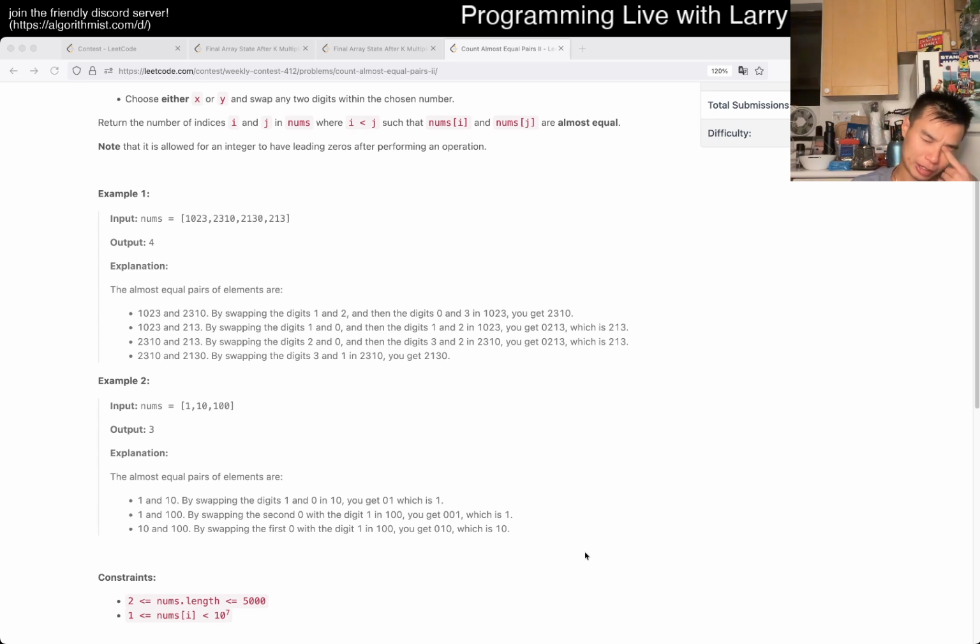Can I do inclusion exclusion? Is it inclusion exclusion?